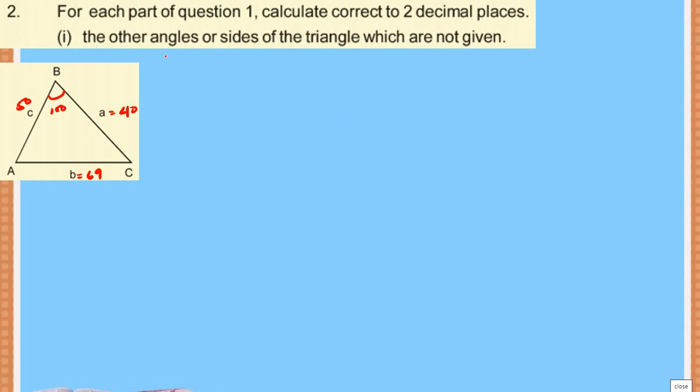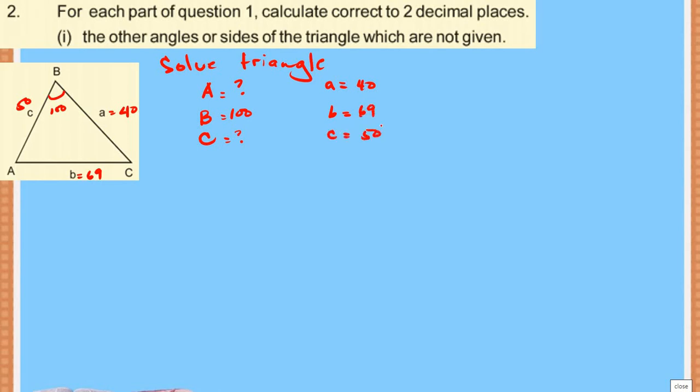Now, we are going to solve the triangle. Solving the triangle means we are going to solve for all the unknown values of this triangle. First, we identify the angles. That would be angle A, B, C. Angle A is unknown. Angle B is 100. Angle C is unknown. Now the sides. Side A is 40. Side B is 69. And side C is equal to 50.